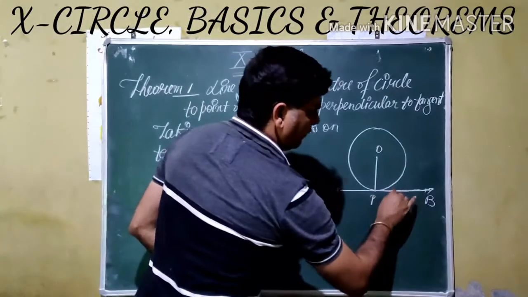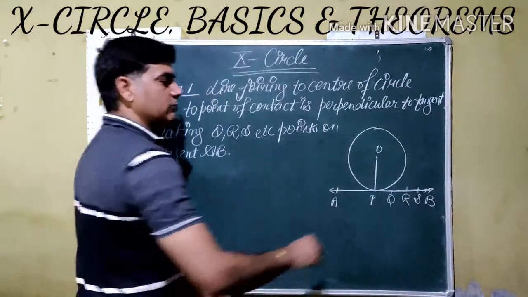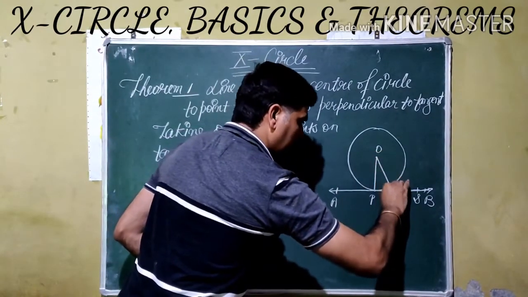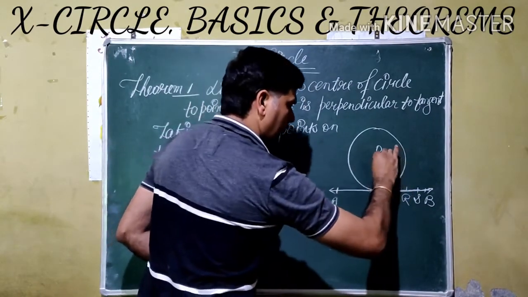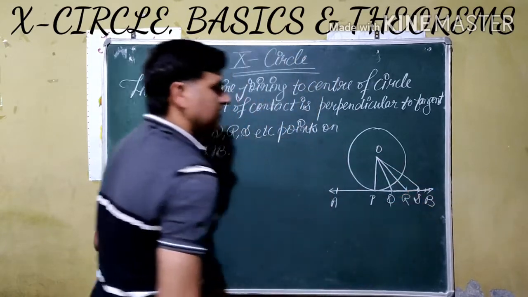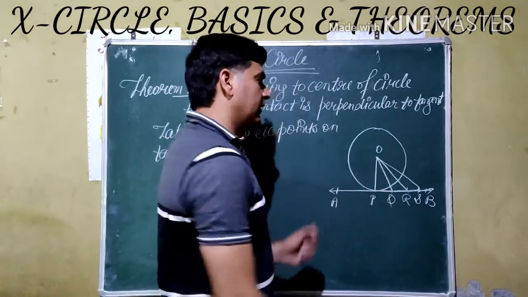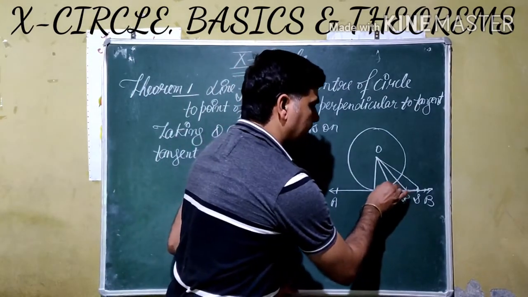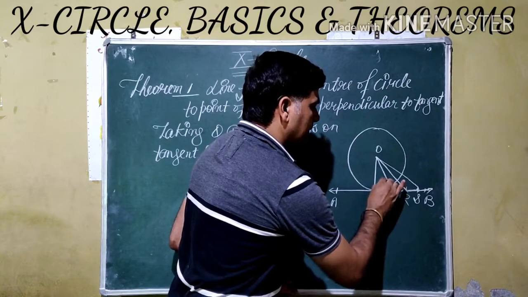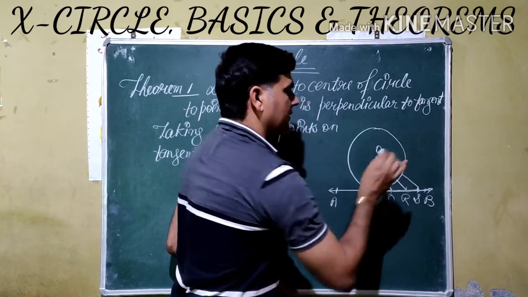Here Q, R, S, we are taking the points. If we join them with O, we get OQ, OR, OS. These are the points we have taken on the tangent AB. If we see in the figure, up to this point we can see C, B, and this point is given by E.